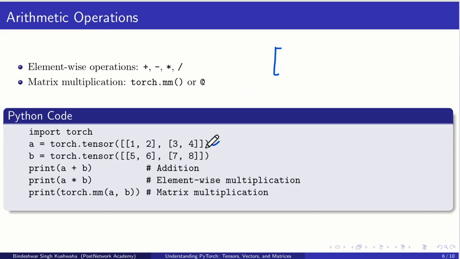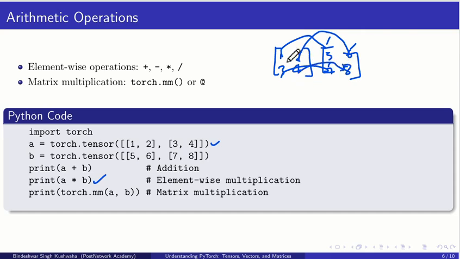The first, as I have told you, matrices are tensors. That is 1 and 2, 3 and 4, and here 5 and 6, 7 and 8. So this multiplication is element wise, means 1 would be multiplied by 5, 2 into 6, 3 into 7, 4 into 8, this way. And matrix multiplication is row by column, this one, this one.